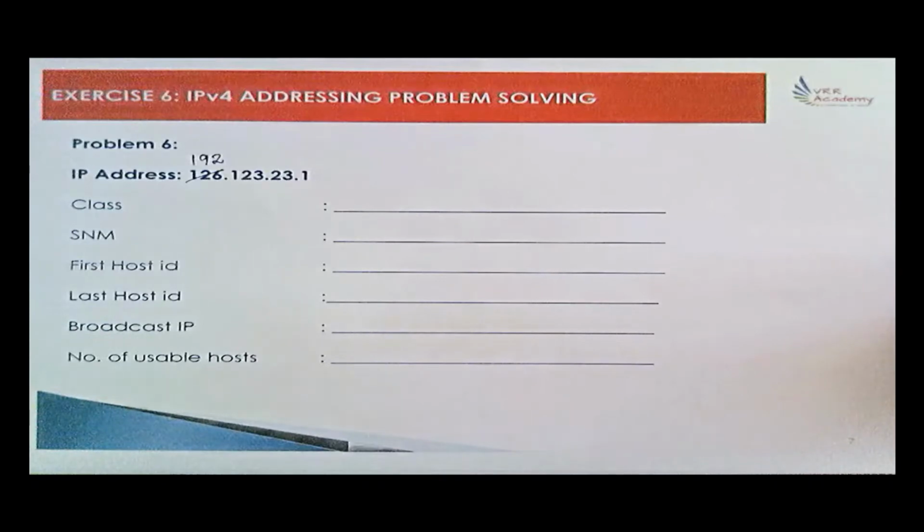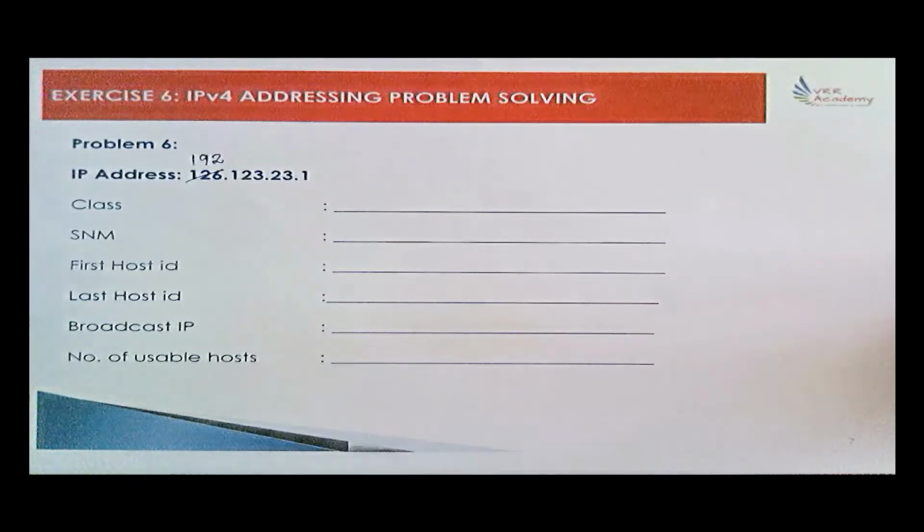Problem number 6. Here we have an IP address, 192.123.23.1. This is the IP address given to us. We have to find the class, subnet mask, first host ID, last host ID, broadcast IP address, and number of usable hosts.